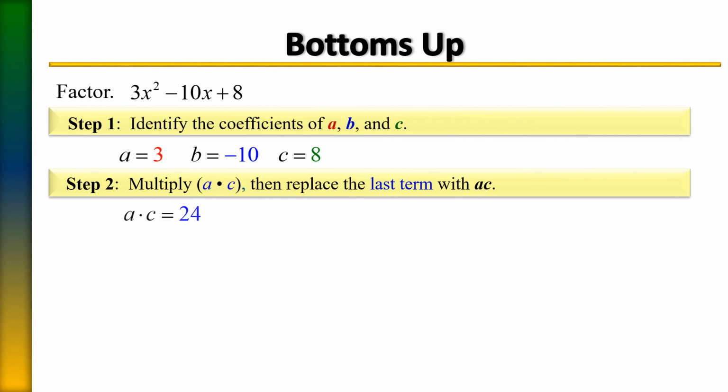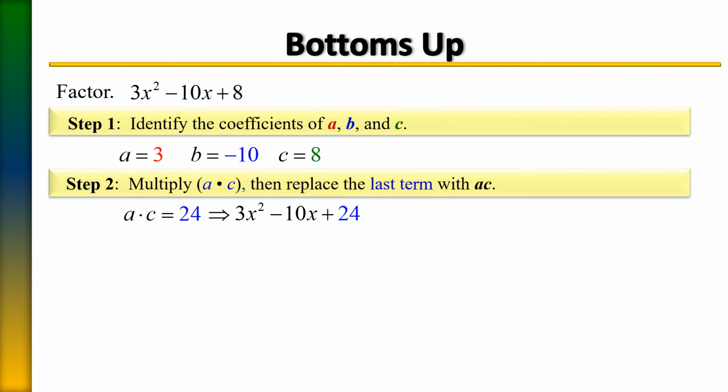But from this point on is where it's going to be different. So here's what we do with that 24. Right now you have an 8 for your last term. We're going to drop and get rid of that 8. We're going to remove that 8 and replace it with whatever A times C was, and in this case it was 24. So remove 8 and replace with 24.